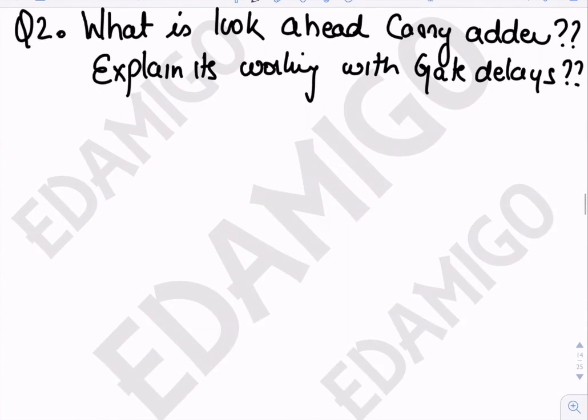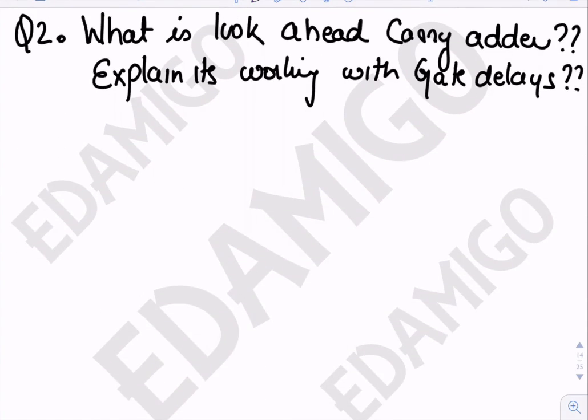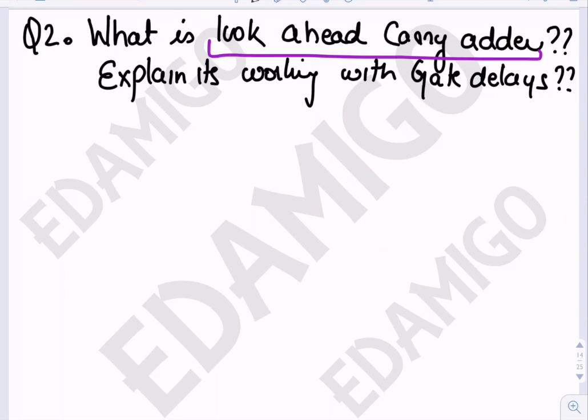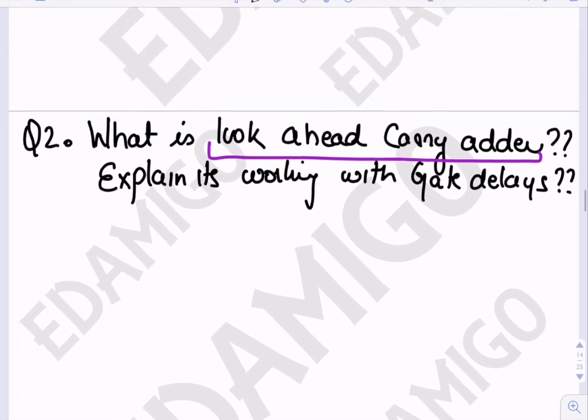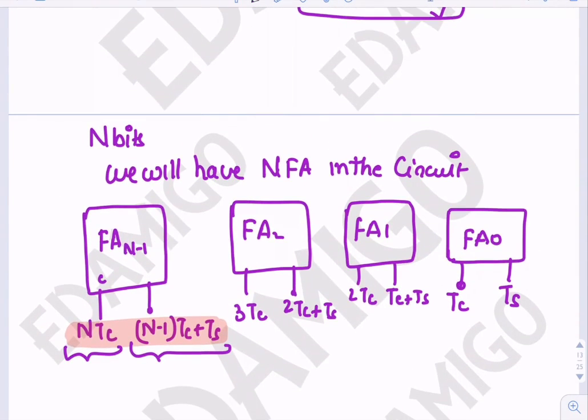Okay, now let's move on to how to solve this problem of ripple carry adder. Okay, so the solution is look ahead carry adder. Now let's look at look ahead carry adder. Okay, so we have seen the problem in ripple carry adder. The ripple carry adder has the problem that since the carry is propagated from one full adder to another full adder, so if you look at it here, the second full adder has to wait for the full adder 0 to complete its working.